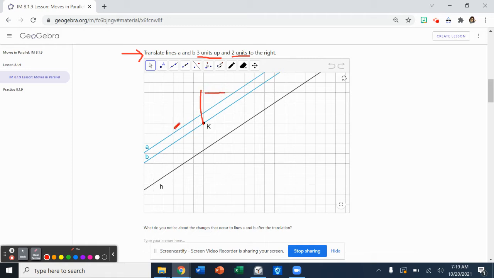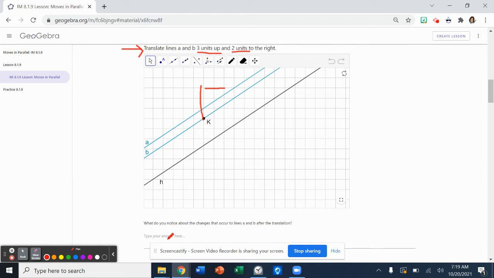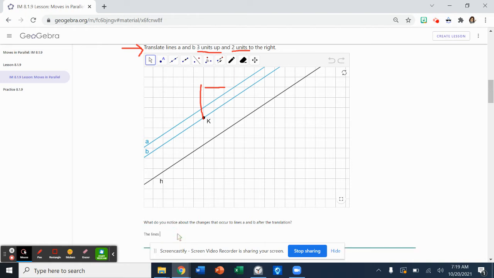You would have needed to pick a point on line A just to make sure that your line was translated correctly. Because on B we have point K. So you want to make sure you're translating your lines using one point to keep you consistent. What you should have noticed after the translation, though, and that's the most important piece, is that the lines are still parallel. So even after we perform the translation, you should have ended up with two parallel lines.